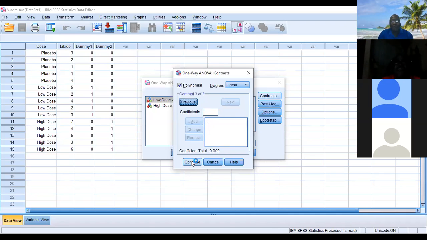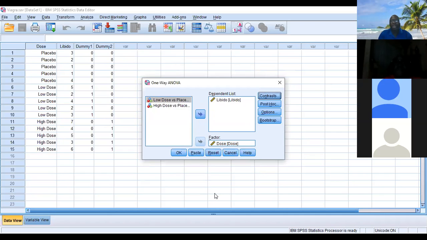Okay, wait. So I want us to continue. Click continue. Then I want you to click options. We clicked options even when we were analyzing before. Click options.